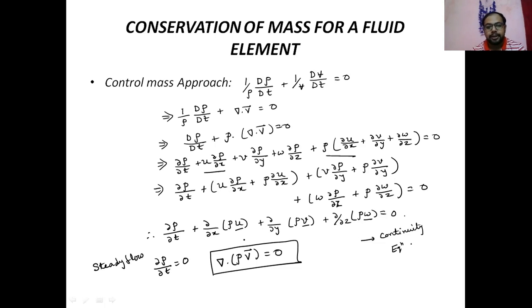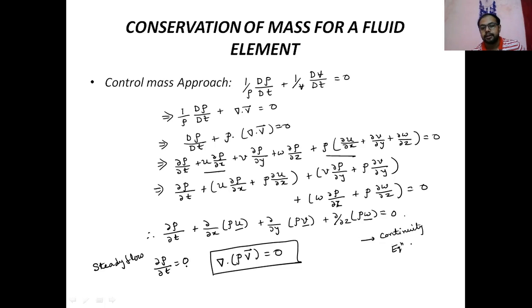So for the steady flow equation, this part will be 0 and this part will remain. Already we have seen how to write the divergence of rho. Rho is not a vector, it's a scalar quantity, but it is a varying quantity. That's why it is inside the divergence. If rho is constant, it will be kept outside.